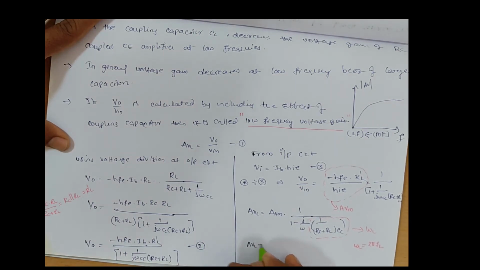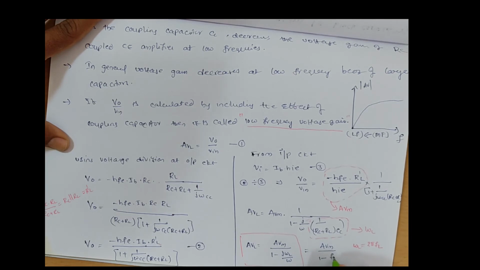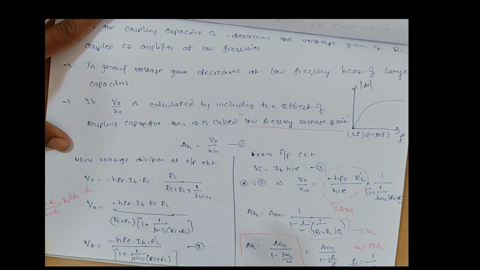So we can write AVL equals AVM by 1 minus j omega L by omega. Otherwise, since omega equals 2 pi FL and omega equals 2 pi F, it is also equal to AVM by 1 minus j FL by F. From this, FL equals 1 by 2 pi CC into RC plus RL. Yes or no? So this is the voltage gain at low frequencies, AVM by 1 minus j FL by F. FL is nothing but the lower cutoff frequency here.